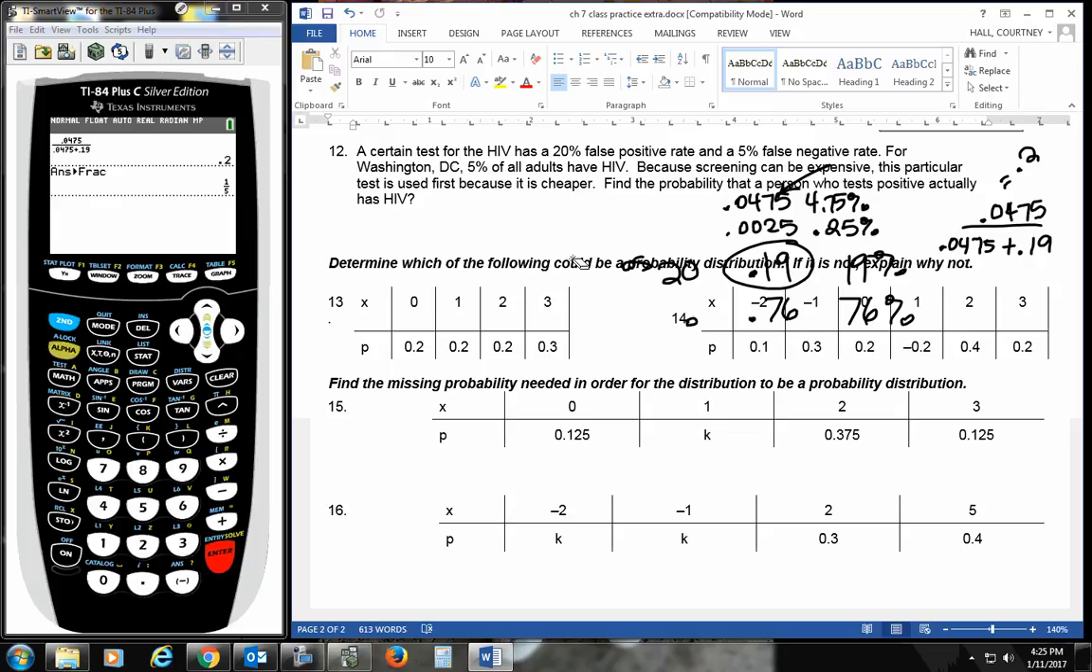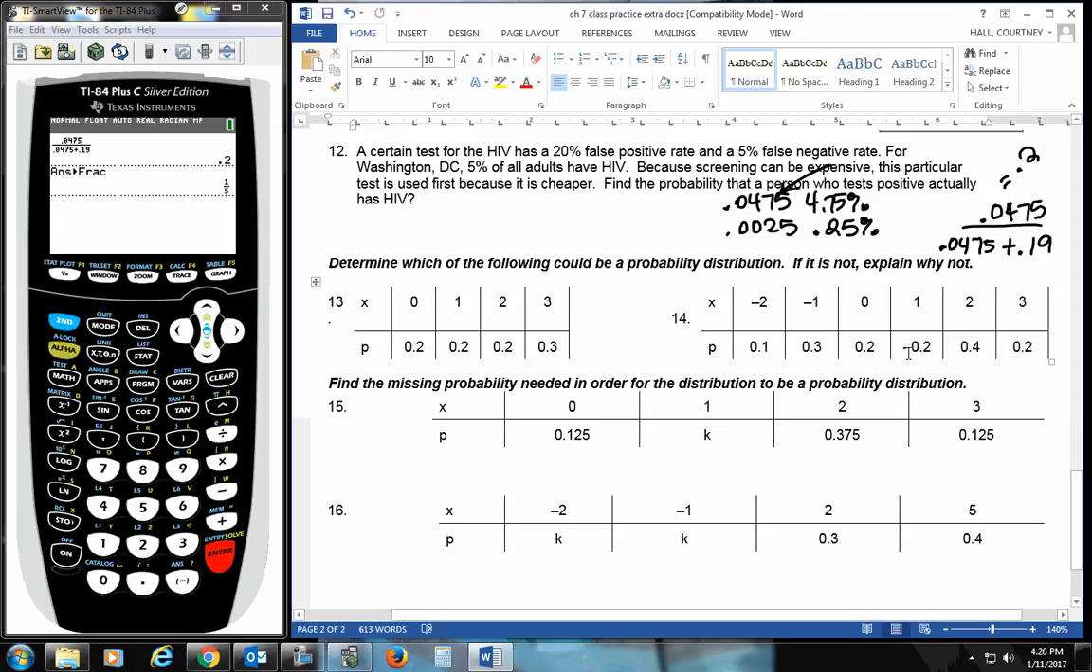Boy, is this fun, getting all the pieces. Okay, I think I got most of it out of the way for us. So, determine which of the following could be a probability distribution. If it is not, explain why not. 13 and 14, neither one of them are probability distributions. They could not be one. Your main thing to check is, does the probability add to 1? Remember, if you have the whole sample space, then the probability has to add to 1.